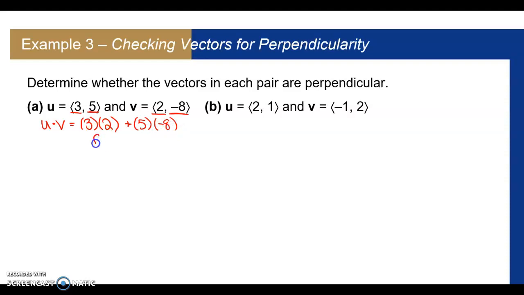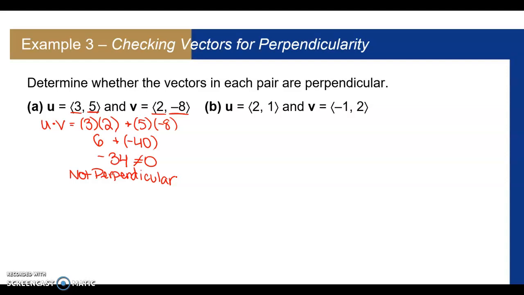All right, well, we know 3 times 2 is 6, plus 5 times negative 8 is going to give me negative 40. And so 6 minus 40 is going to give me negative 34. Right? This does not equal 0, so this one is not perpendicular. Okay, that's all we have to do. Just check it out. Do that dot product. If it equals 0, it is perpendicular. If it's not equal to 0, it's not perpendicular.